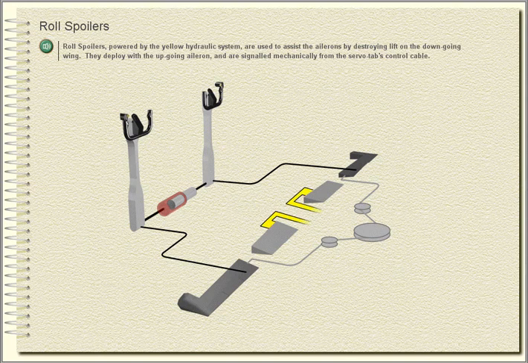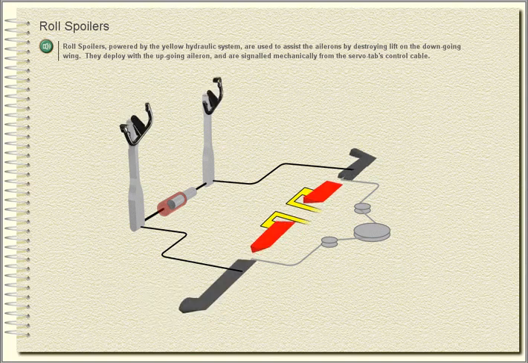Roll spoilers. Roll spoilers, powered by the yellow hydraulic system, are used to assist the ailerons by destroying lift on the downgoing wing. They deploy with the upgoing aileron and are signalled mechanically from the servo tab's control cable.